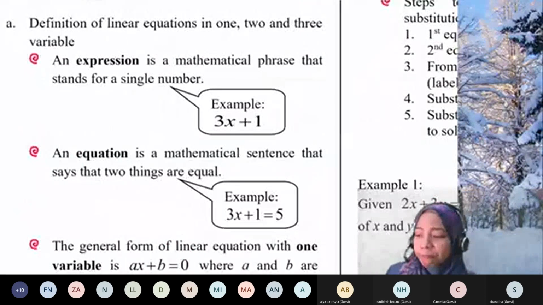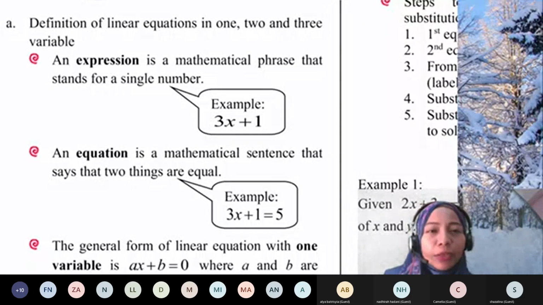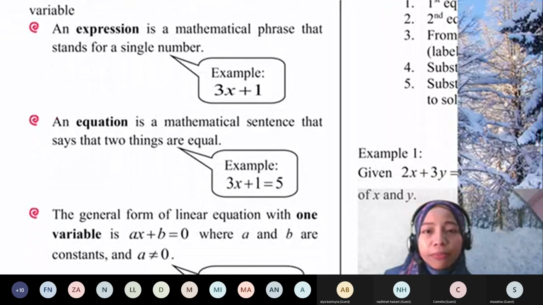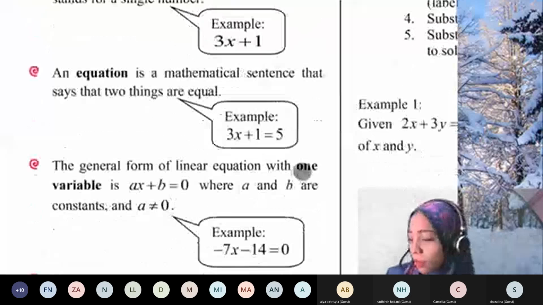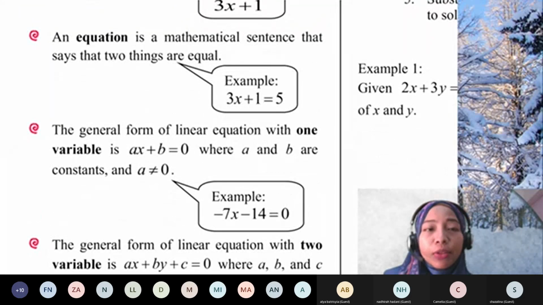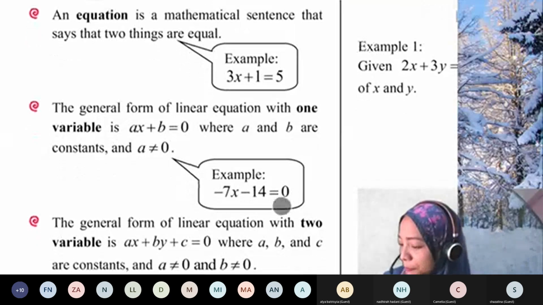Okay, expression for a single number, expression without the equal sign. Once it has the equal sign, we call it an equation because it is equate to something. Dia ada equal to something. Okay, and then you have many types of equation. You have linear equation, quadratic equation, cubic equation, reciprocal function.